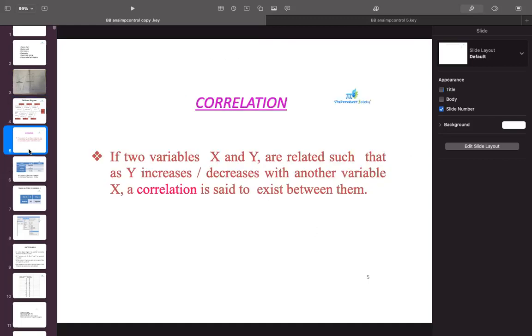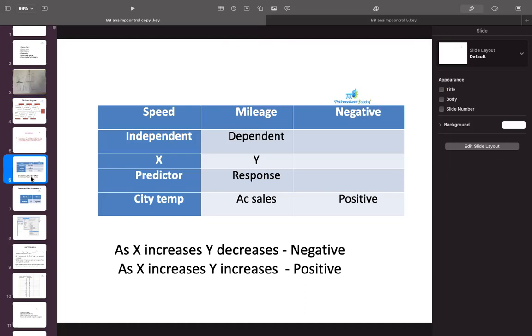Then we have correlations, the relationship between X and Y. So correlation, that is, if an X and Y are there and they are related to each other, then it is said to be correlation. So we have already discussed a few examples, and the X variable is also called independent variable, Y variable is also called dependent variable. X variable, the other name is predictor variable, and Y variable, the other name is response variable, right?